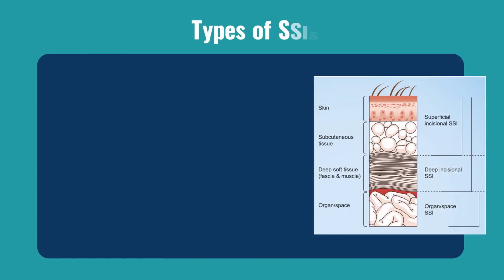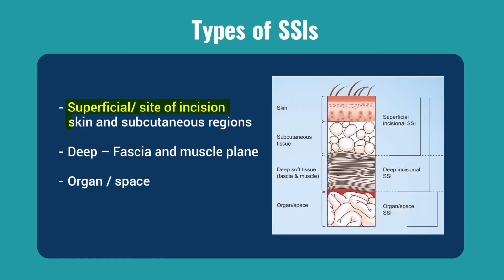What are the types of SSIs? So surgical site infection, if it involves the skin and subcutaneous region, it is called a superficial SSI. If it is deeper to it, causing infection in fascia and muscle plane, it is called deeper SSI. And if it is involving the organ and other places around the organs, it is going to be called an organ or a space SSI.